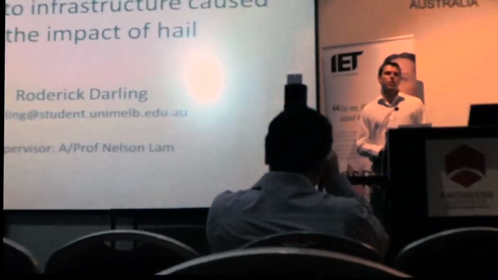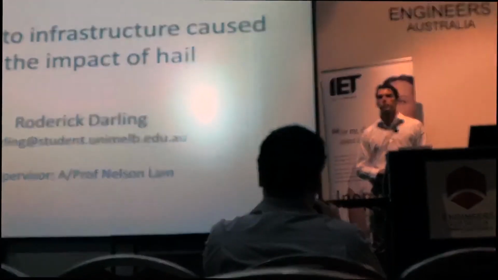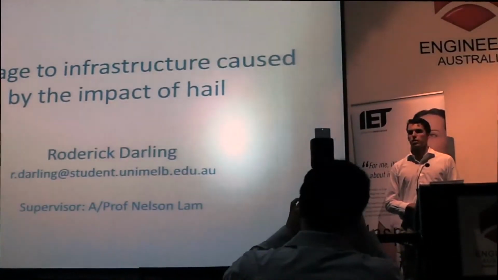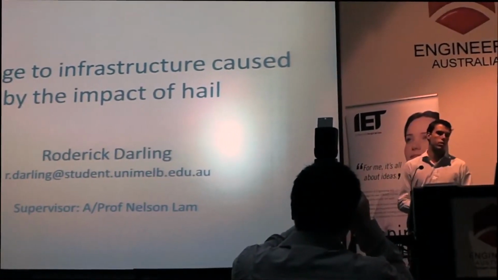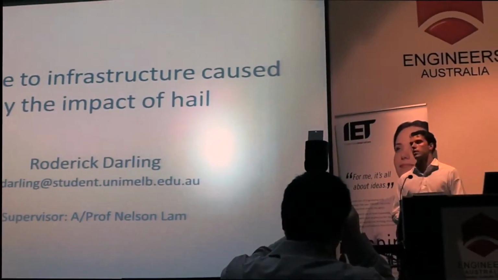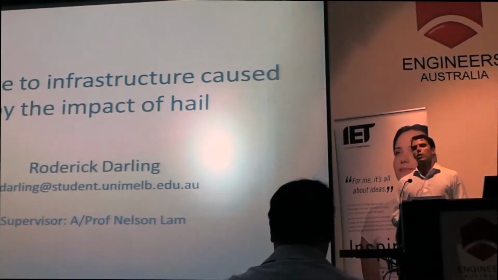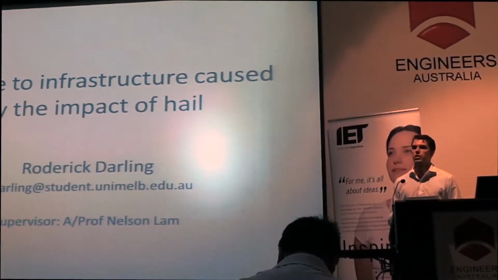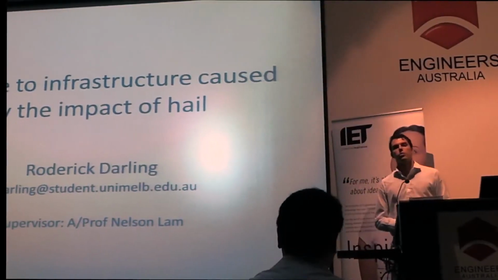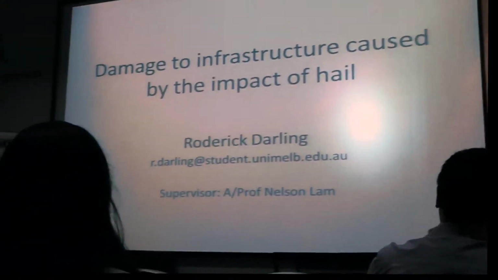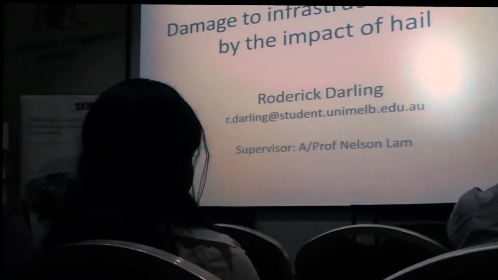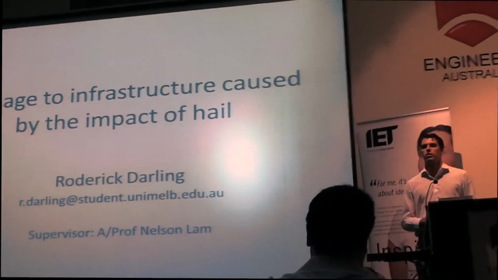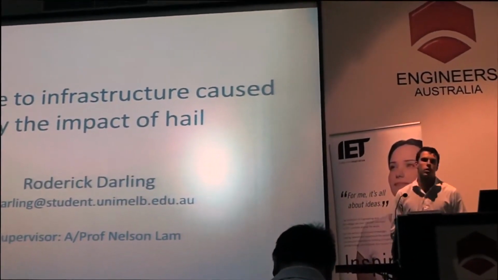My name is Roderick Darling, and today I'm going to speak to you about some research I conducted last year whilst I was studying my Masters of Structural Engineering at the University of Melbourne. My topic was damage to infrastructure caused by the impact of hail. One third of all insurance claims are a result of hail damage, and currently in the Australian standards there is no provision for designing hail resistance. My research looked at filling this void and providing a possible solution where you could design to mitigate some of these damages.